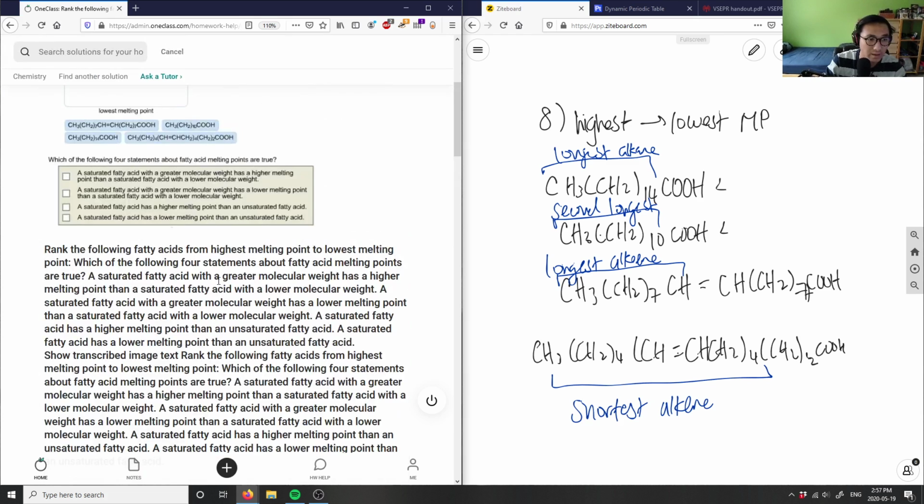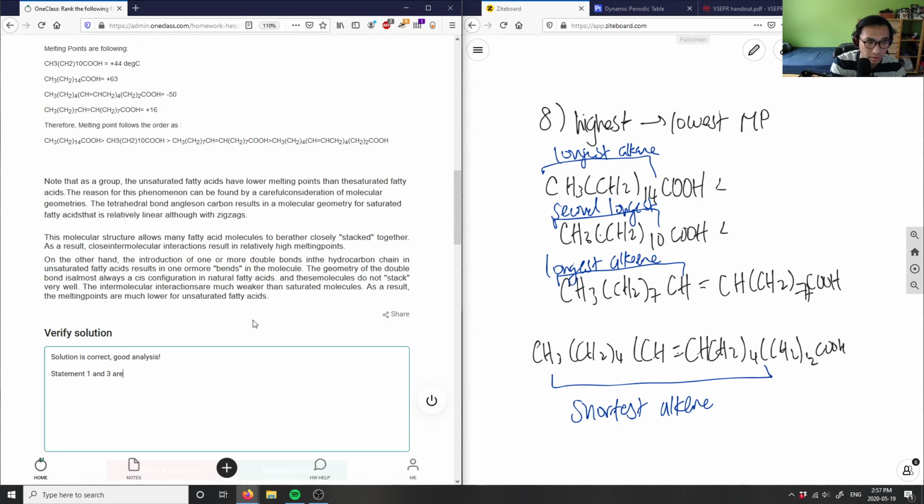I'm going to say here that statements 1 and 3 are true, and statements 2 and 4 are false. And the reason why is that we can say saturated fatty acids have a higher melting point than unsaturated fatty acids because saturated fatty acids, alkanes, can stack on top of each other easily, making stronger London dispersion forces, which makes it harder to break up.